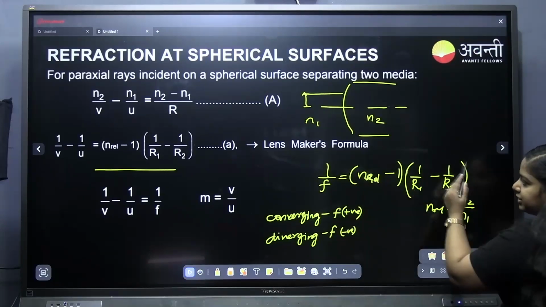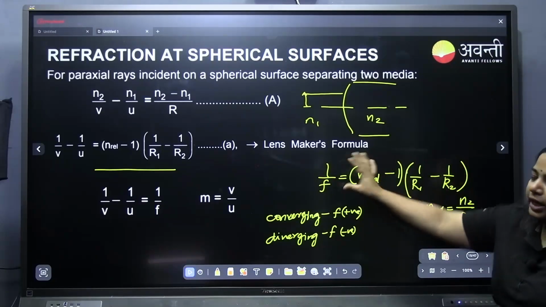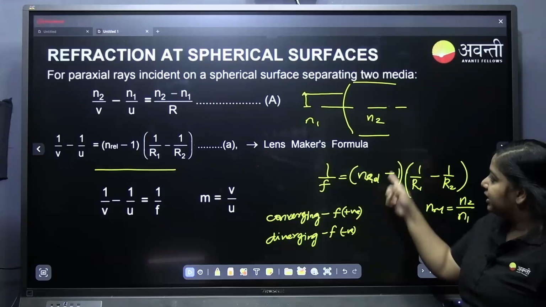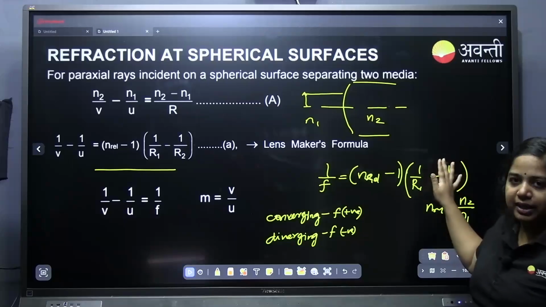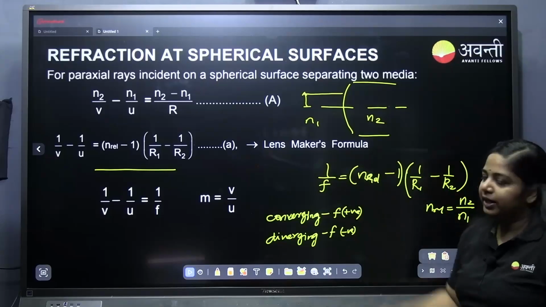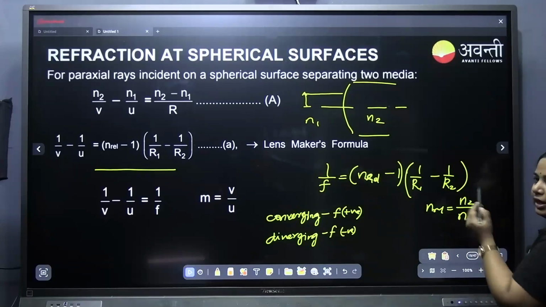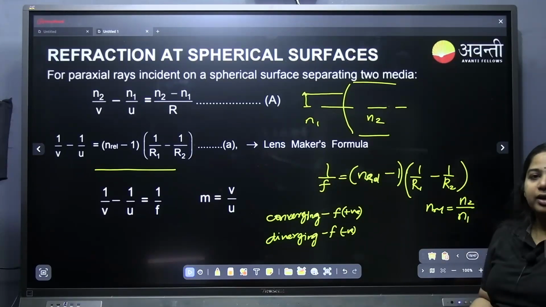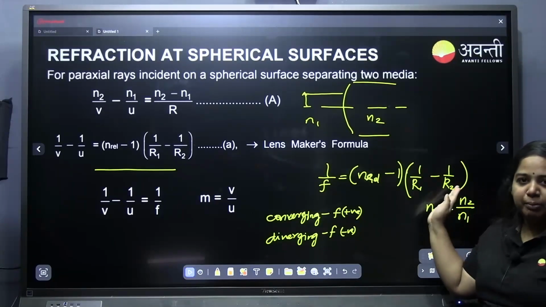So if this is negative, it will be a converging lens. If this is positive, it will be a converging lens. In case this is negative and this is positive, it will be a diverging lens. If this is positive and this is negative, it will be a diverging lens. So based on the sign of these terms, we can find if it is converging or diverging. For this side to be negative, it should be like a convex lens. Convex lens means this side will be negative. Concave lens, this side will be negative. Convex lens, this side will be positive.